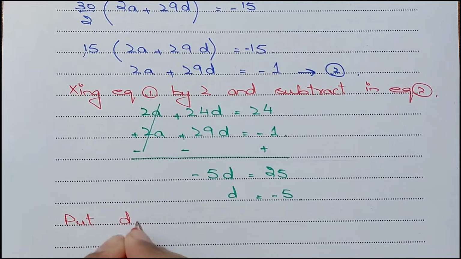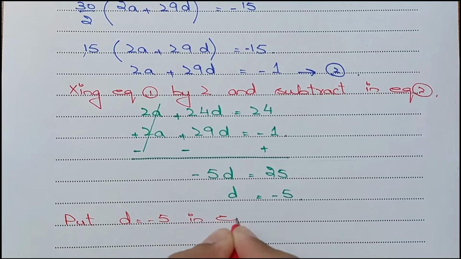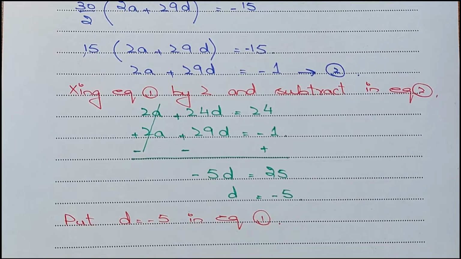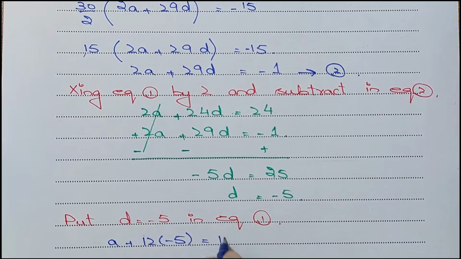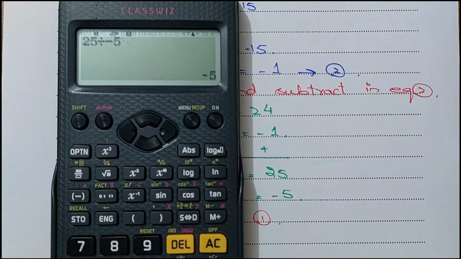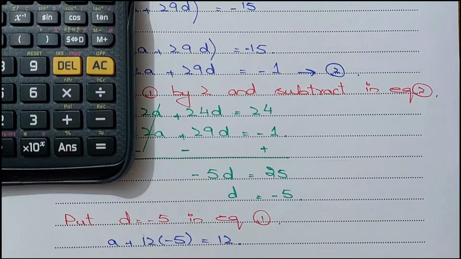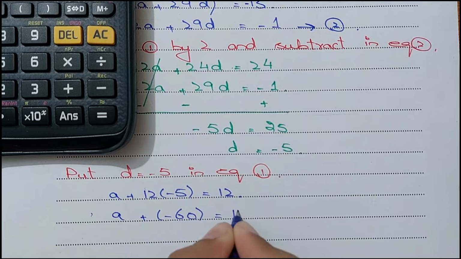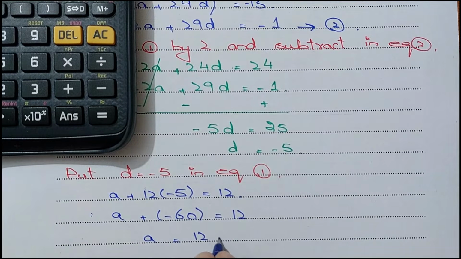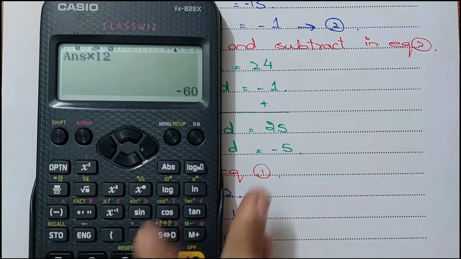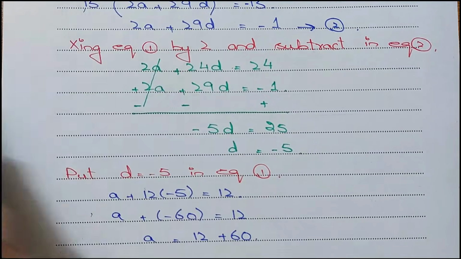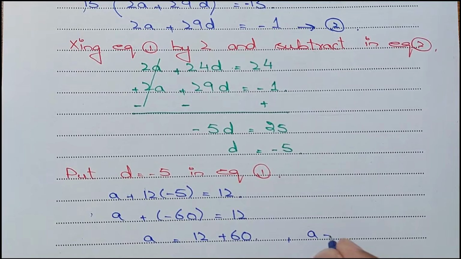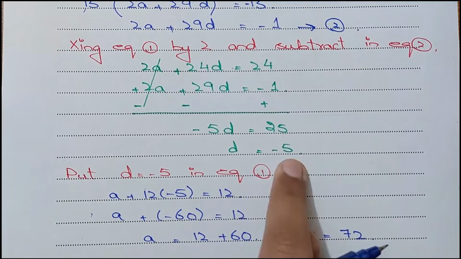Put d equals -5 in equation 1. Right, so we have equation 1: a plus 12 times d equals 12. 12 times d, minus 5 times 12, this is -60. So we have a plus -60 equals 12. So a equals 12 plus 60, right? So we have 12 plus 60, this is 72. So we got the a value, which is equal to 72, and the d value is -5.